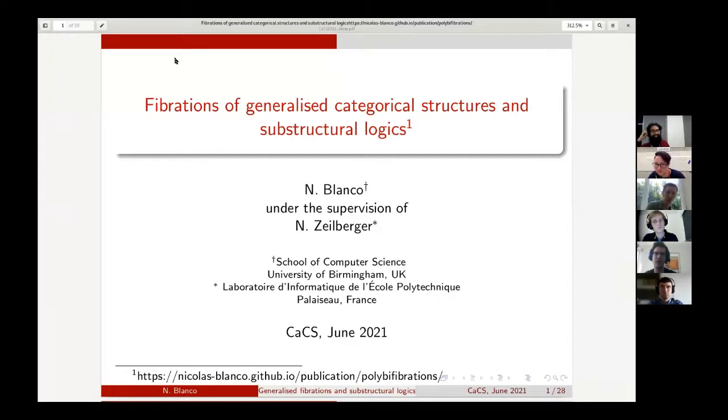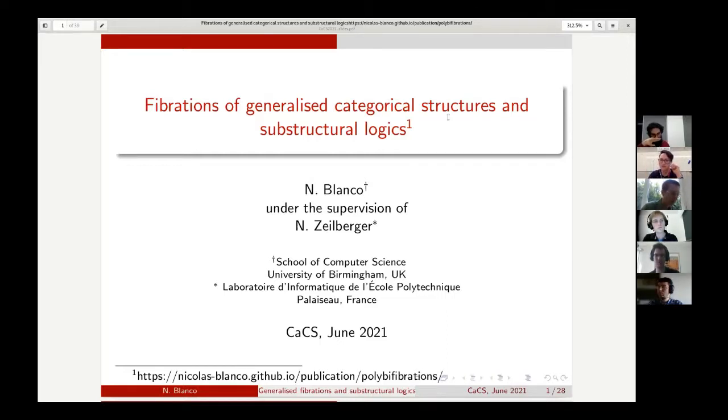Okay, so today we'll be talking about substructural logic and how to use fibration to understand those. But I will focus in this talk on a really simple example where the substructural logic is intuitionistic multiplicative linear logic, and the generalized categorical structure that we'll consider are multicategories. This is something that already existed. It's not some new work.